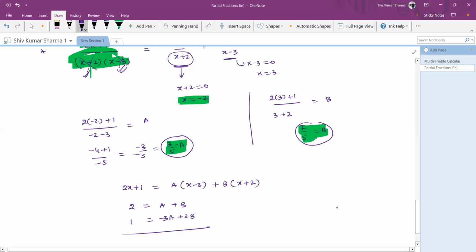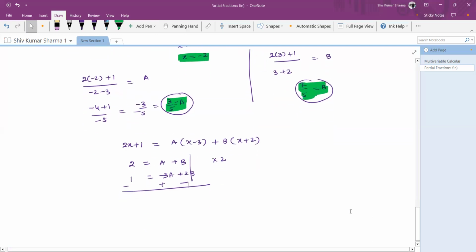So we have two equations. Now solve these two equations. We multiply equation 1 by 2 and subtract, so we change the signs, plus and minus. The 2b and 2b cancel, and this gives us 2 times 2 is 4, 4 minus 1 is 3. So 3 is equal to 2a plus 3a, which means 5a. So a is 3 upon 5.